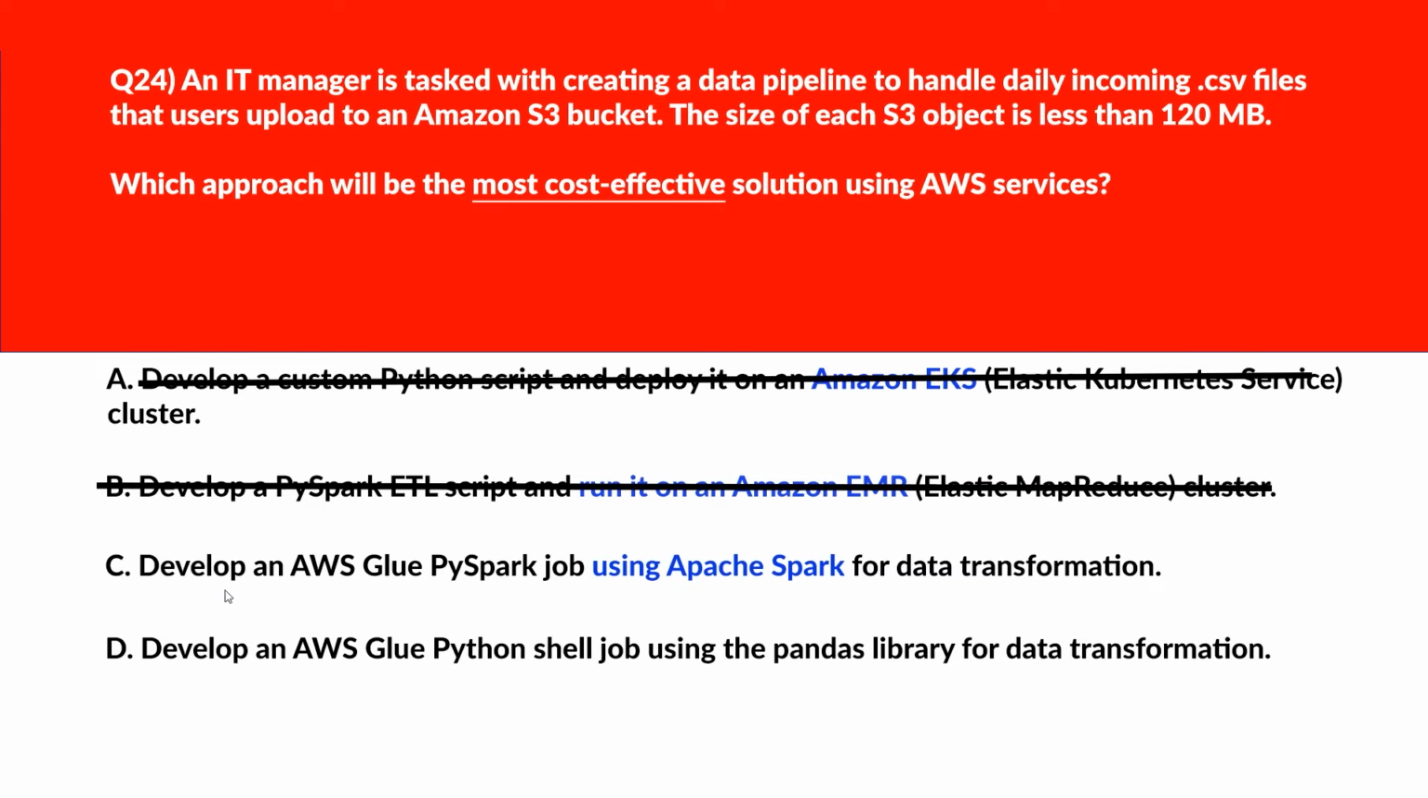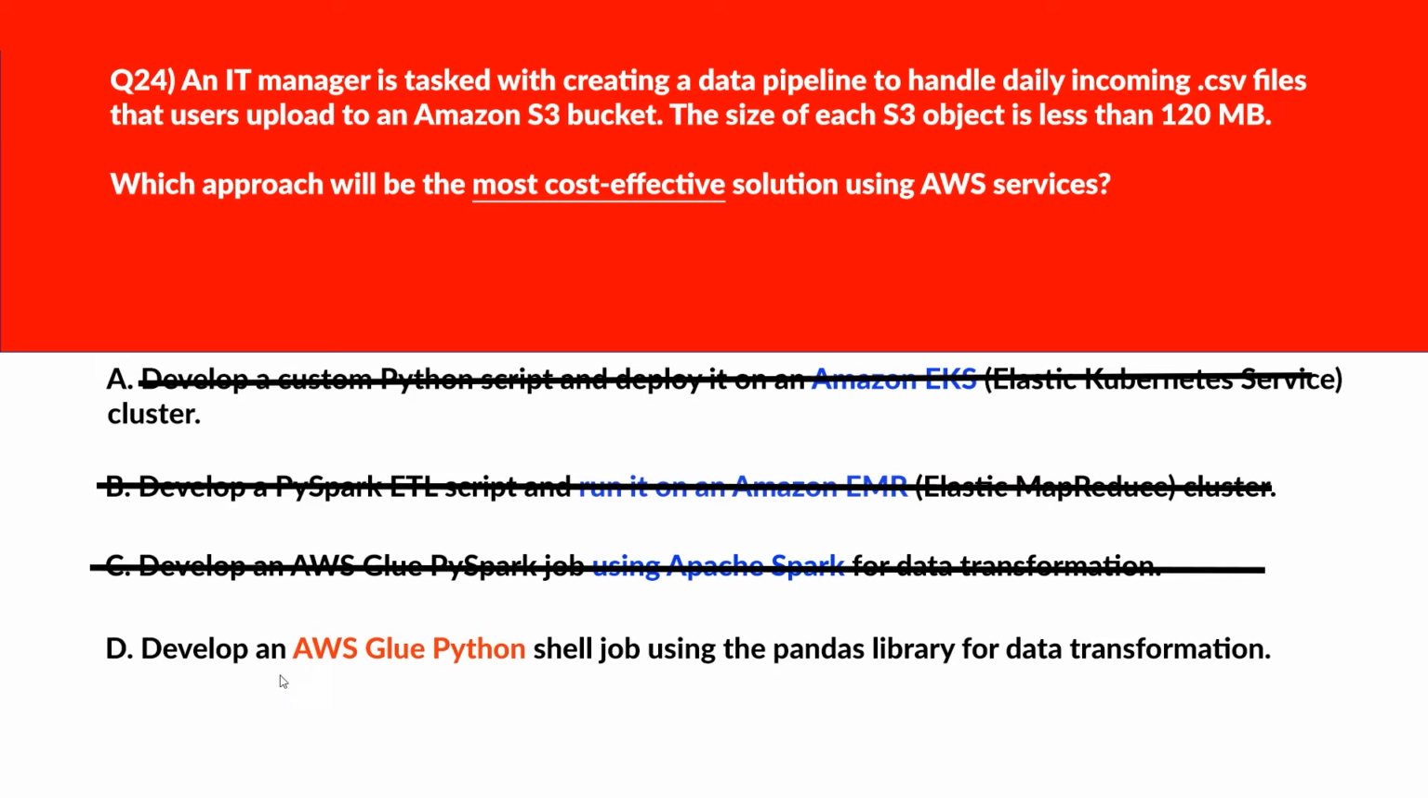C says develop an AWS Glue PySpark job using Apache Spark for data transformation. Using Apache Spark for such small size can be unnecessary and more costly compared to using a simple Python shell job with the Pandas library. So we'll eliminate option C.